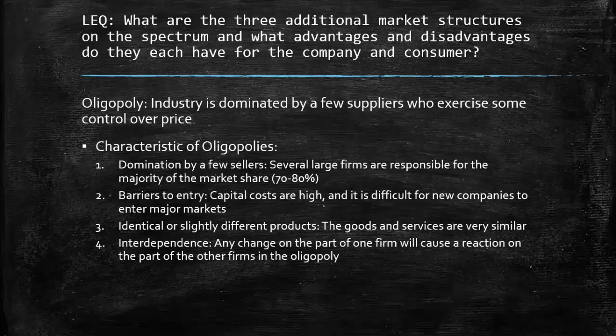Okay, another characteristic of oligopolies, and number 3 is very important. We're going to spend a lot of time on this one in class. Identical or slightly different products. So one of the things about oligopolies is that they sell similar products, but they're slightly different. And I'm going to explain that here in a moment. And then number 4, which I will also spend more time on in a moment, is interdependence.